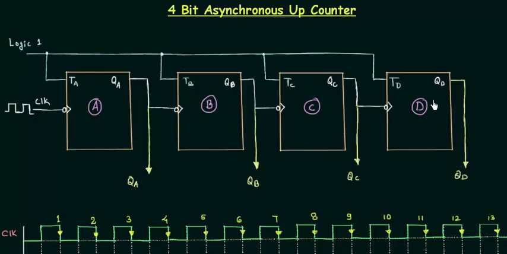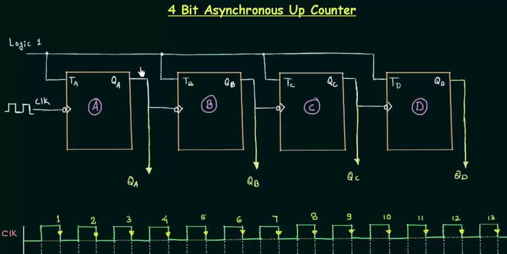You will see in down counters we consider QA complement, QB complement, QC complement and QD complement. Then it will count in the reverse manner and we call it the down counter. We will discuss it later. But now you have to see one more change, which is the type of the flip-flop used.